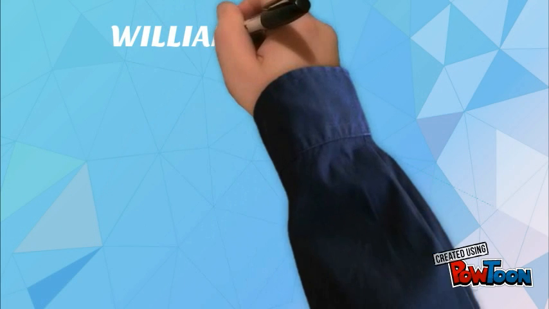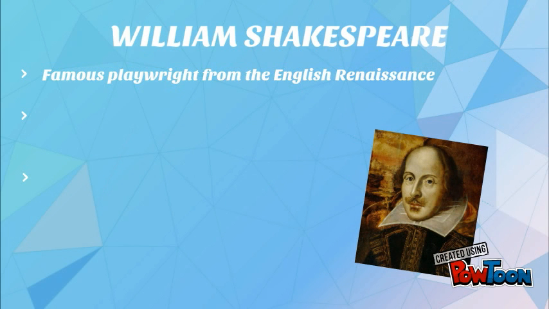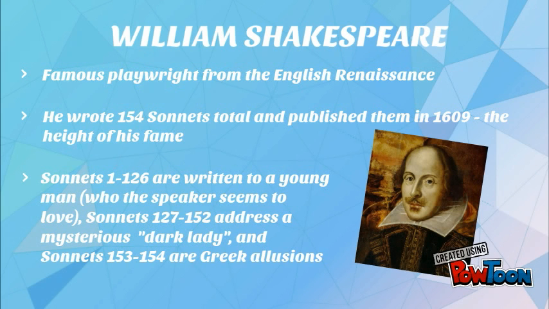William Shakespeare was a famous playwright from the English Renaissance. He wrote 154 sonnets total and published them at the height of his career in 1609. His sonnets are written to a young man who the speaker seems to love and a mysterious dark lady.